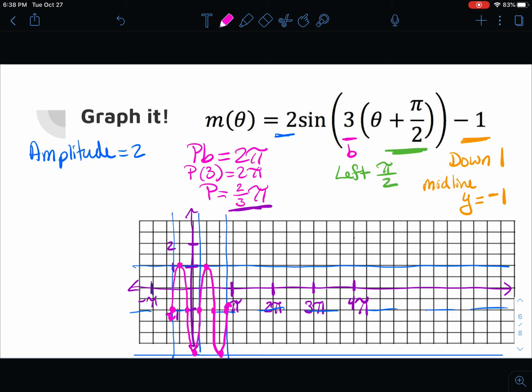We need to take our time. We need to think about all the different changes. And again, as you're doing this, a great way is just to test it on Desmos. Pop in an equation, see if you can match it.